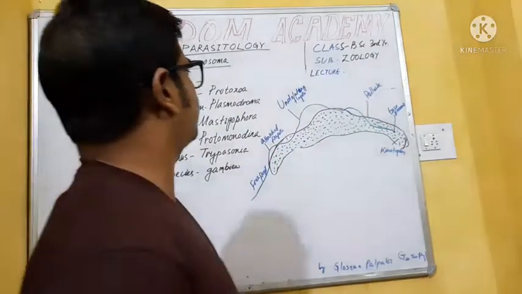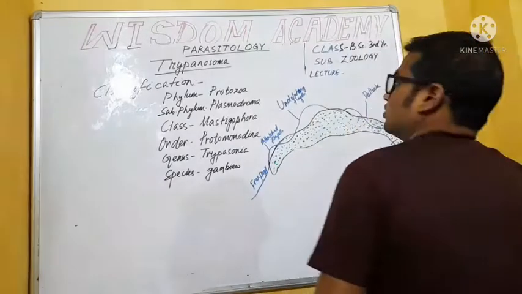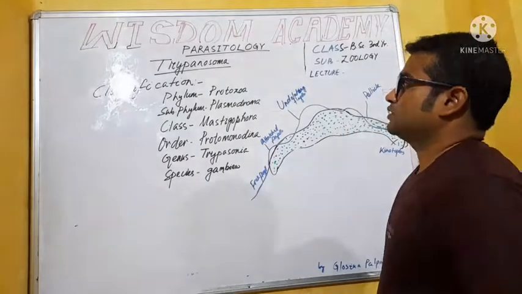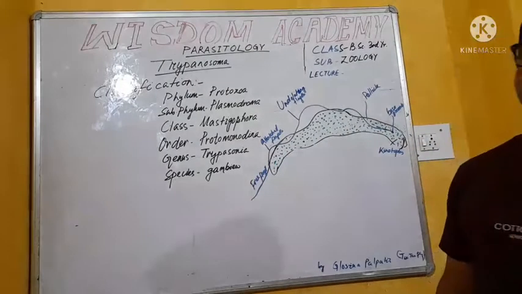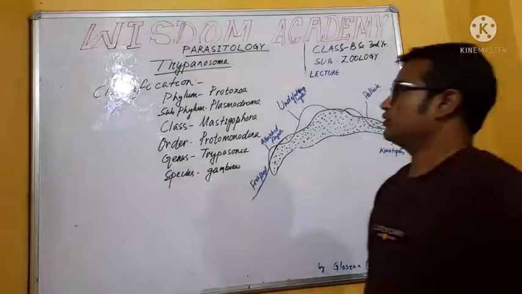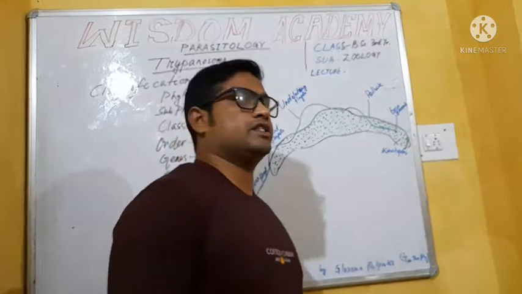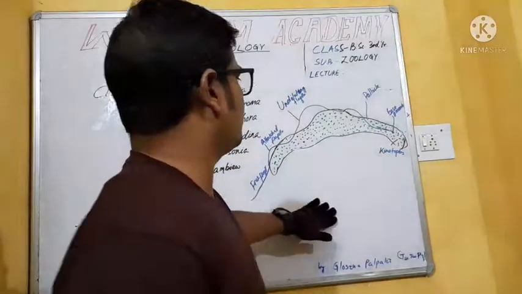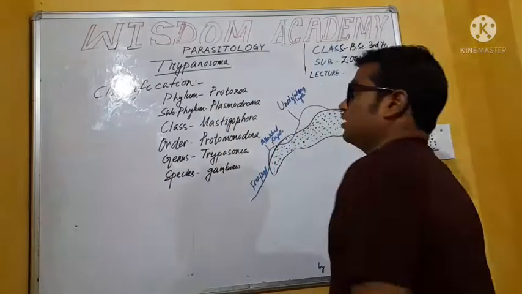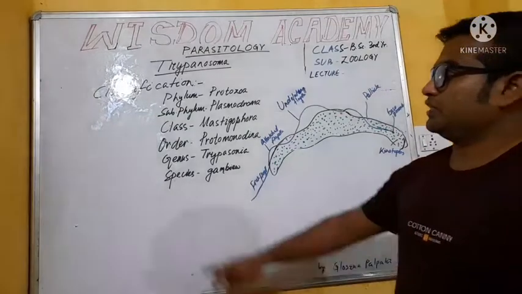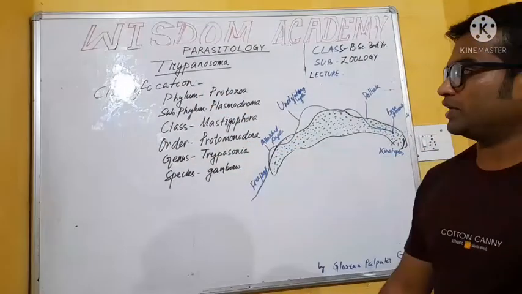Today I will discuss economic zoology, Trypanosoma, that is the parasitology branch name. Students, at first we discuss Trypanosoma. Before we discuss Trypanosoma, first we see the classification of Trypanosoma.